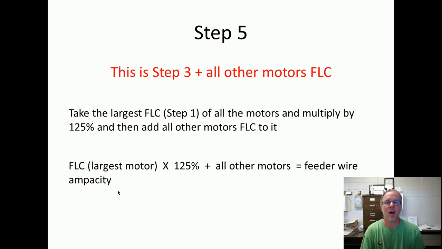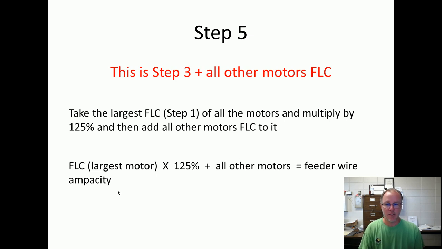Step 5, all it is, is step 3 plus all other motors' FLC. So what you're going to do is take step 3, you're going to find the largest motor and find the amperage on it and multiply it times 125%. That's step 3. And then you're going to take all the other motors that are on that line and add them to that. It's not hard at all.